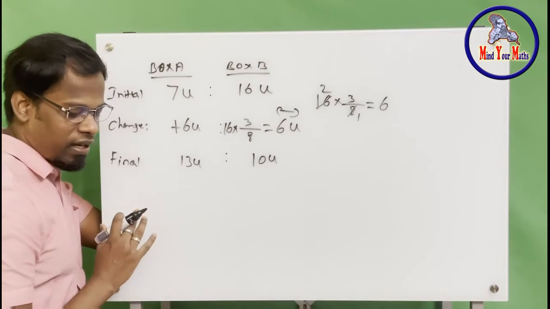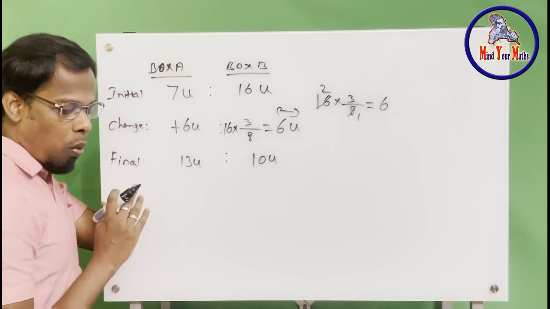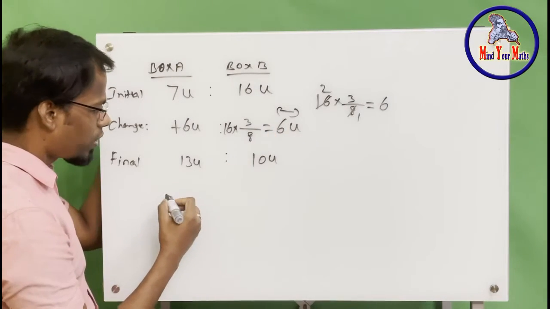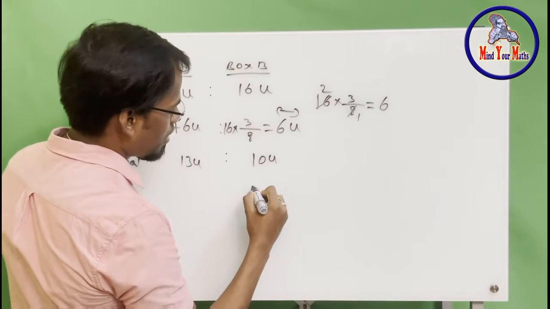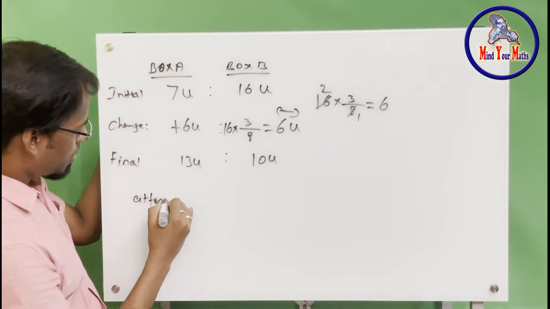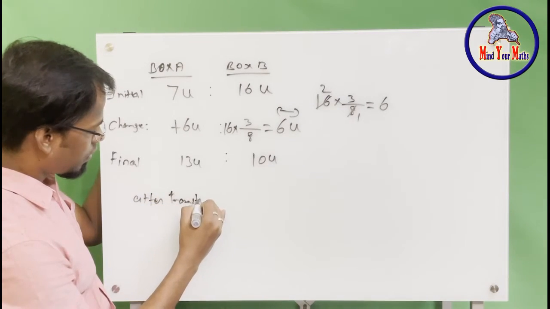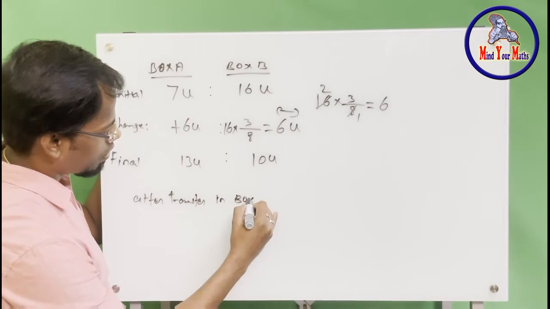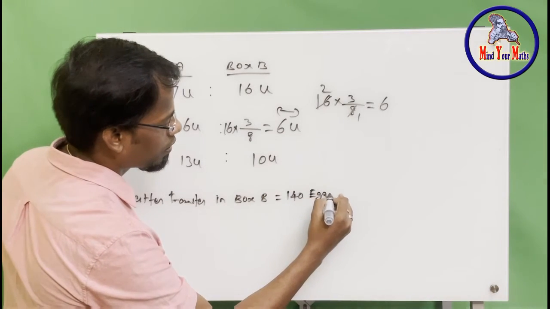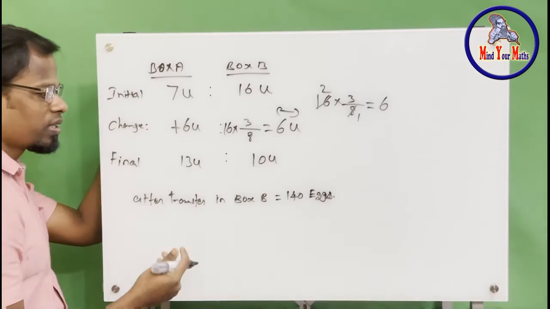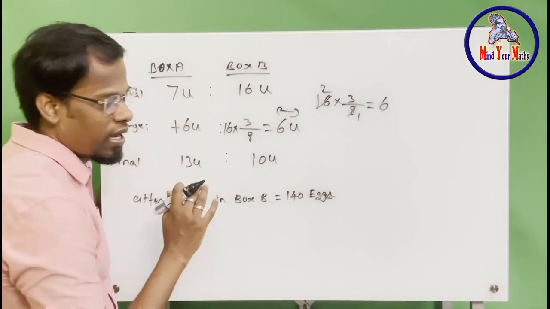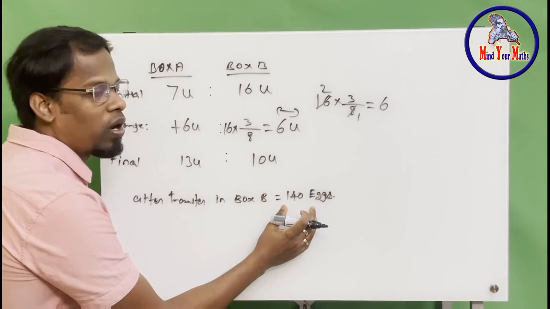And there is a clue given in the problem. There are now 140 eggs in box B. After this transfer took place, there are 140 eggs in box B. Now let's write the final eggs after transfer in box B: 140 eggs. You may not need to write this long, you can just jump straight into solving the problem, but I'm writing it so that you can easily understand it.